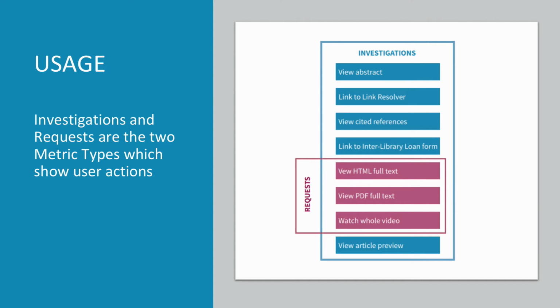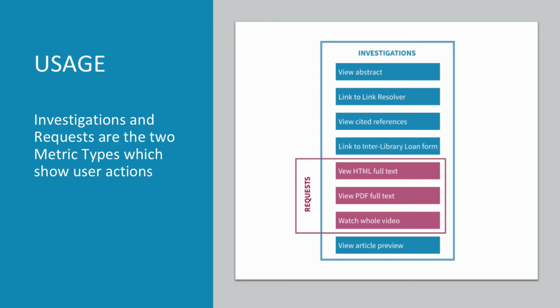User actions are an important metric for usage of journals, books, and multimedia. Investigations and requests are the two metric types which show user actions in Release 5 of the Code of Practice. Investigations measure expressions of interest in a content item or title. For example, a user viewing an abstract would count as an investigation. Requests measure accesses to a content item or title.